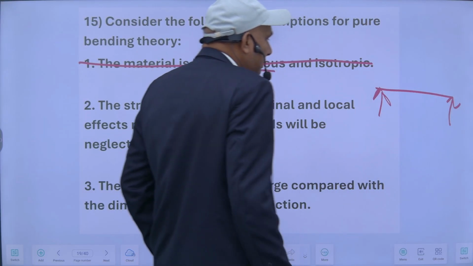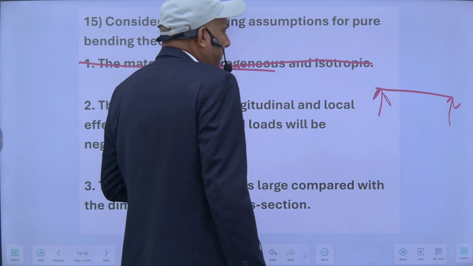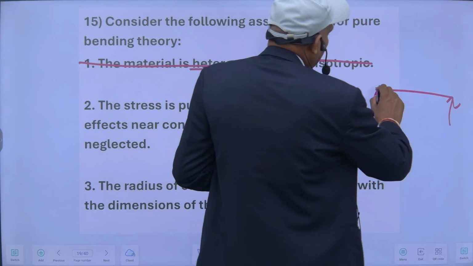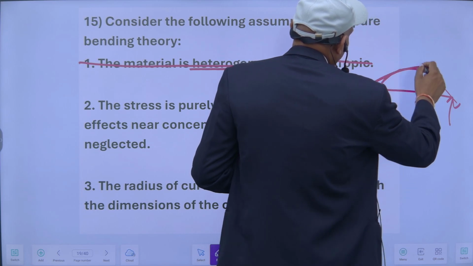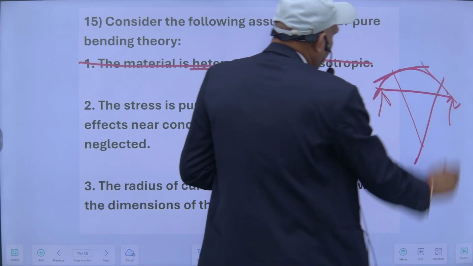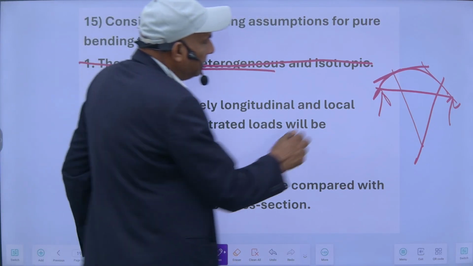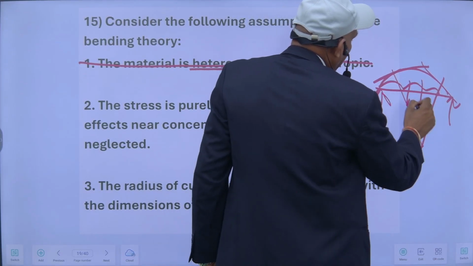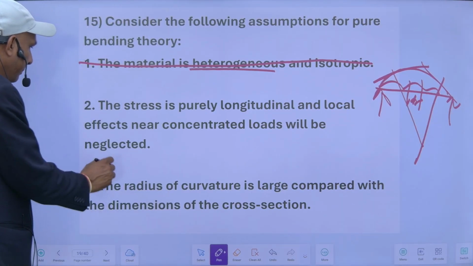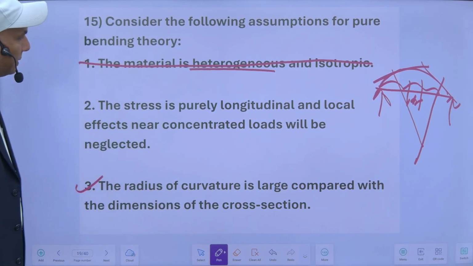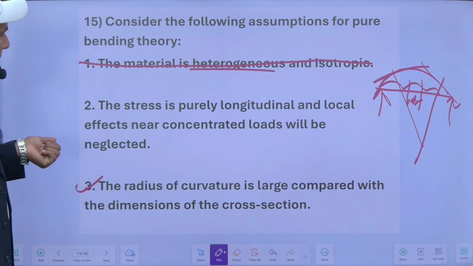Pure bending means my bending moment is constant. So it is just like a circular arc. Circular arc means my moment is constant, M is constant. So for a small step dx we can consider this. So this is okay. The stress is purely longitudinal and local effect near the concentrated loads will be neglected.